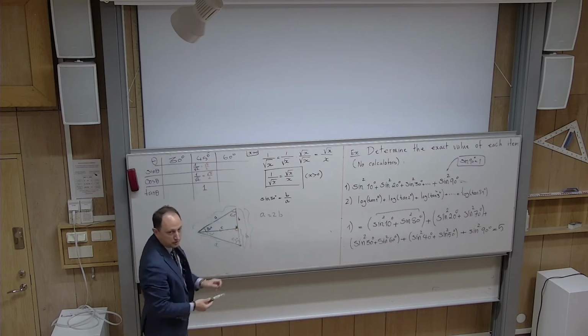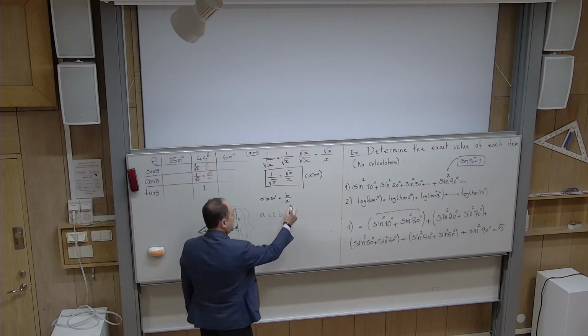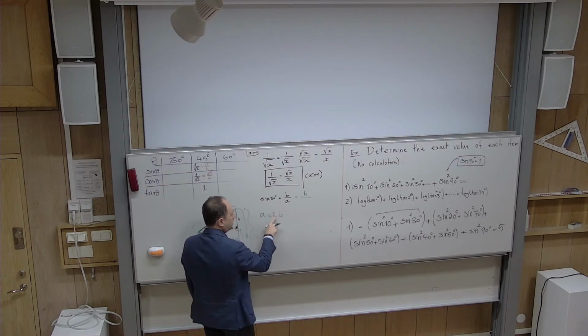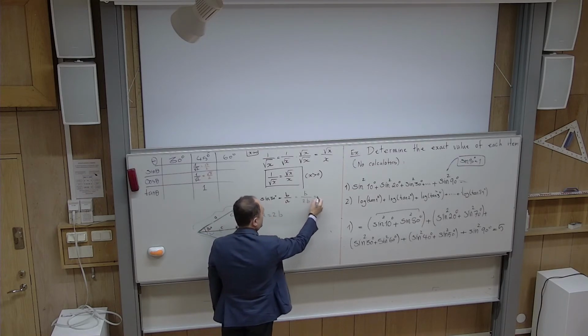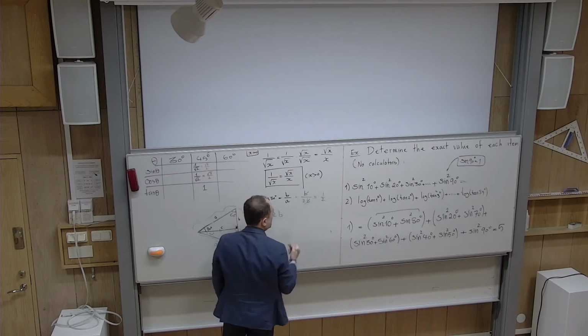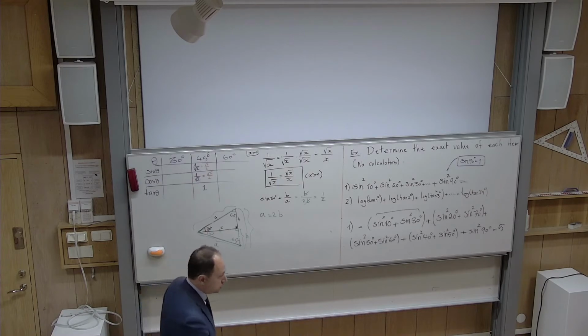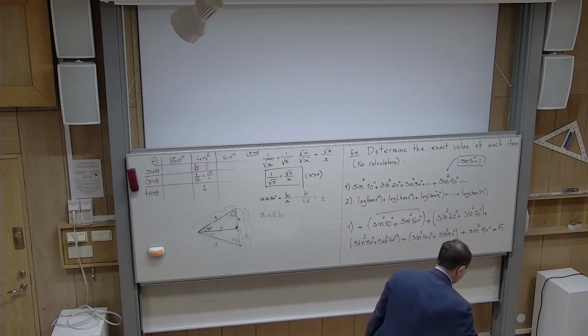So A is 2B. And when A is 2B, I can rewrite this. Instead of B, I put B. Instead of A, I put 2B. Then what happens? It's 1/2. So sine of 30 degrees is 1/2. So what you write in this is 1/2.